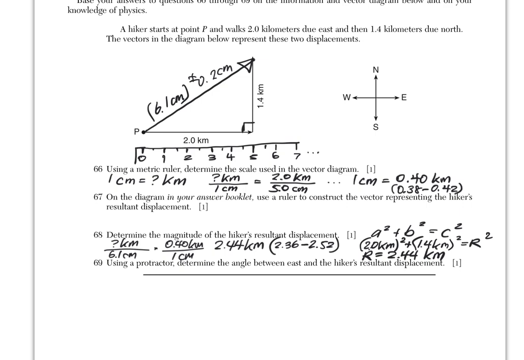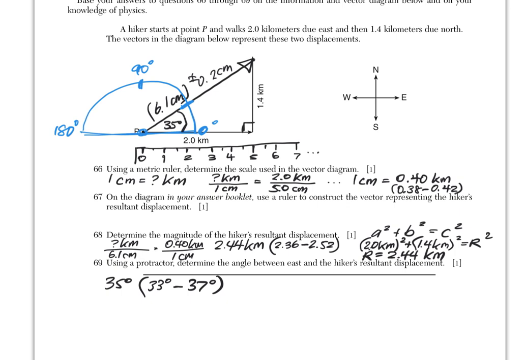69, using a protractor, determine the angle between east and the hiker's resultant displacement. And they specifically say use a protractor. So the way you would line up your protractor, you would put the 0 mark of your protractor on point P, and you would line up that eastward vector with 0 degrees, and you would see where exactly that resultant hit your protractor. And you should get 35 degrees plus or minus 2 degrees, so anywhere from 33 to 37 degrees. Now keep in mind, if you have 32 degrees or 38 degrees, you are out of luck.